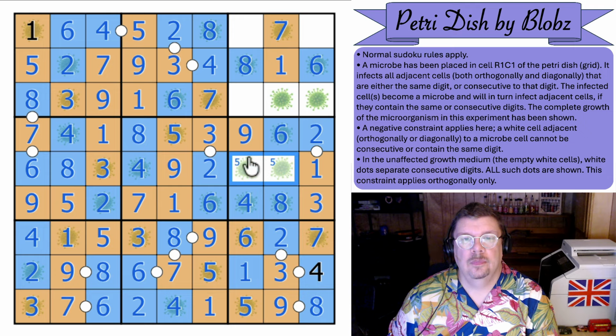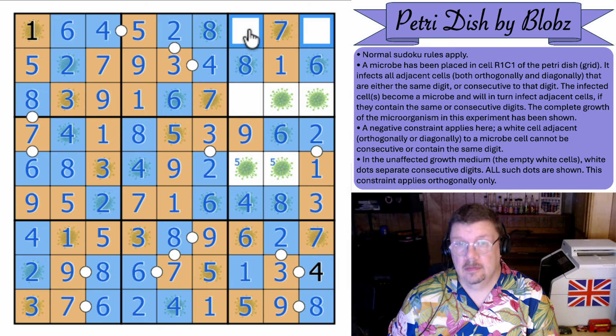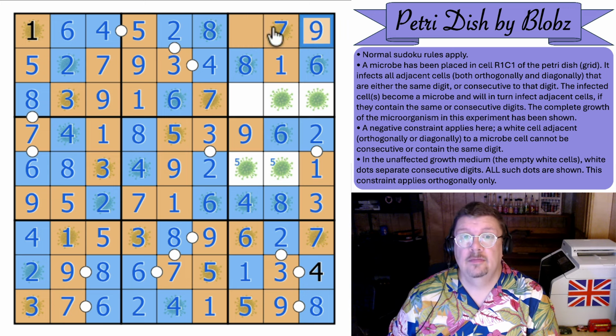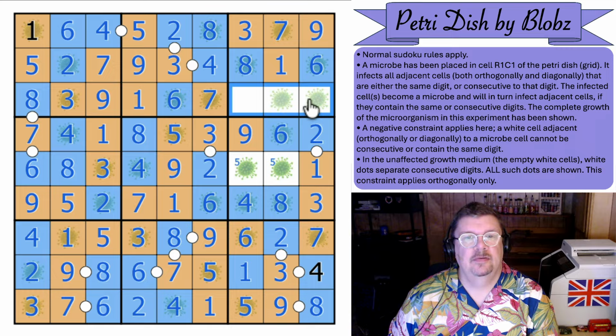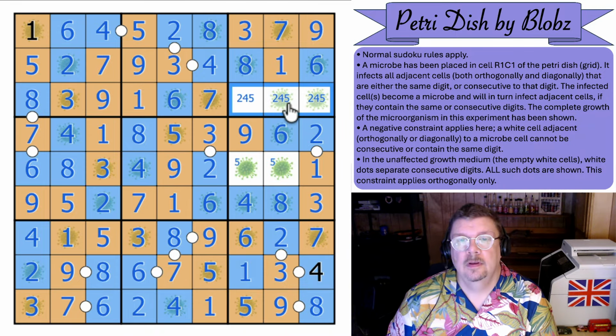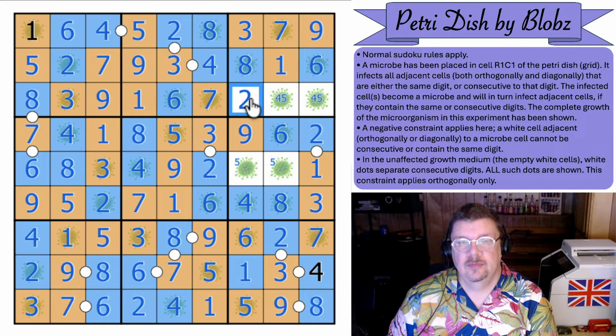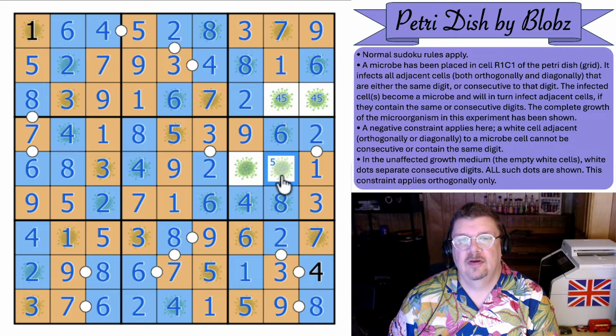So these two digits are 9 and 3, and we know the order by Sudoku. These 3 digits are 2, 4, 5. By Sudoku, those are not 2, so that's a 2. That's not a 5, that is. This can only be a 7.